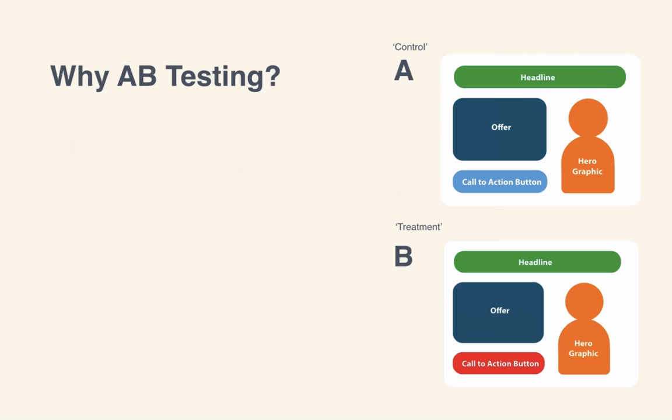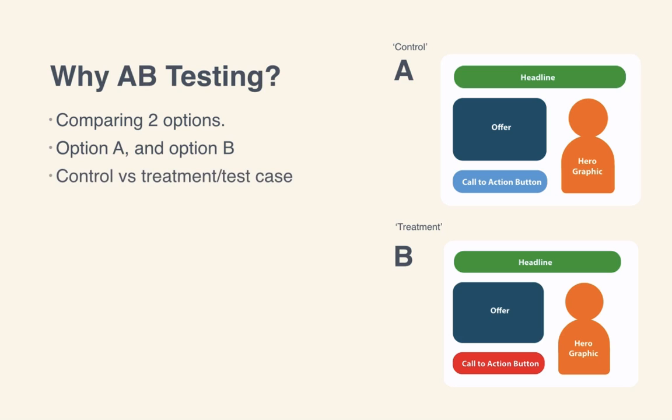So why is it called A/B testing? Basically because we're comparing two options, option A and option B. Option A is the control and option B is the treatment or the test case. So in that little example there, you can see option B, the treatment or test, has a red call to action button rather than blue.